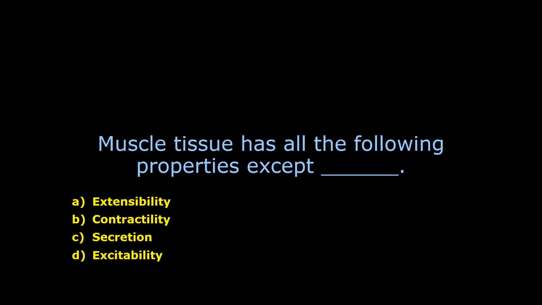Okay, next question is, muscle tissue has all of the following properties except extensibility. Well, yes, it is extensible. Contractility is contractile or contractible. Does not secrete, so that's probably going to be our winner. And it definitely is excitable, so C is our answer.